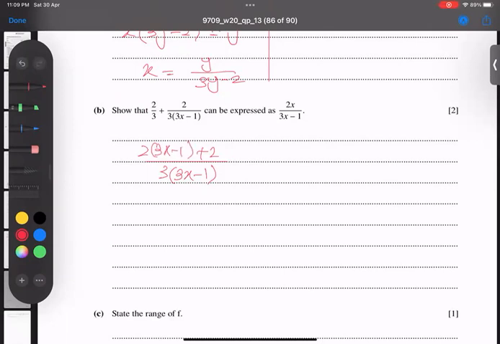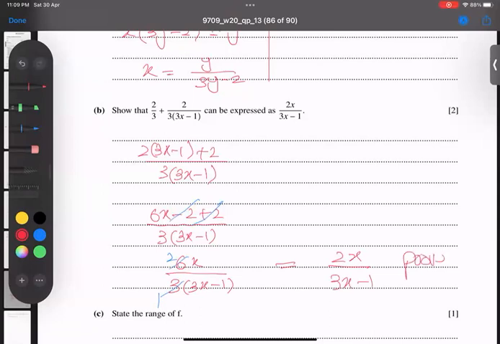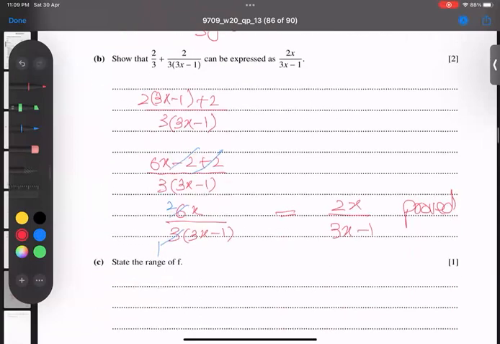Alhamdulillah Rabbil Alameen. Now this 2 multiplied inside, we get 6x minus 2 plus 2 over 3 times 2, 3x minus 1. This 2 and 2 cancel out automatically. I get 6x over 3 times 2, 3x minus 1. And this 3 cancels, 3 ones are 3, twos are 2. And ultimately my answer turns out to be 2x over 3x minus 1, match. So proved.